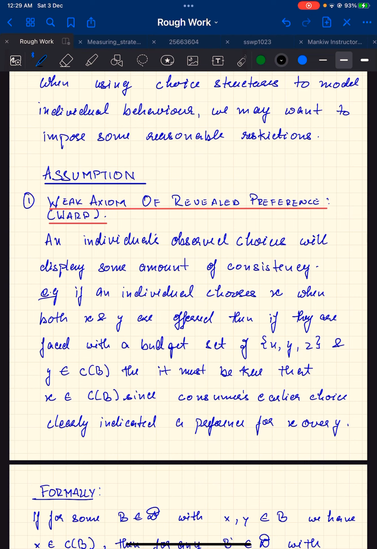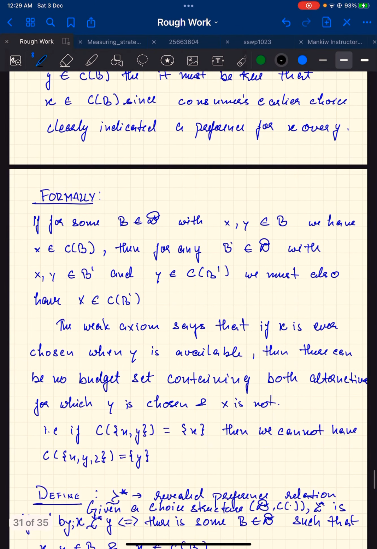So what we're saying is if at one instance between X and Y an individual chooses X, in a second instance when faced with a choice between X, Y, Z and maybe other alternatives, if the individual is choosing Y, the individual must also choose X, because in an earlier instance the individual had chosen X over Y when Y was available. So formally stating the weak axiom, what are we saying?